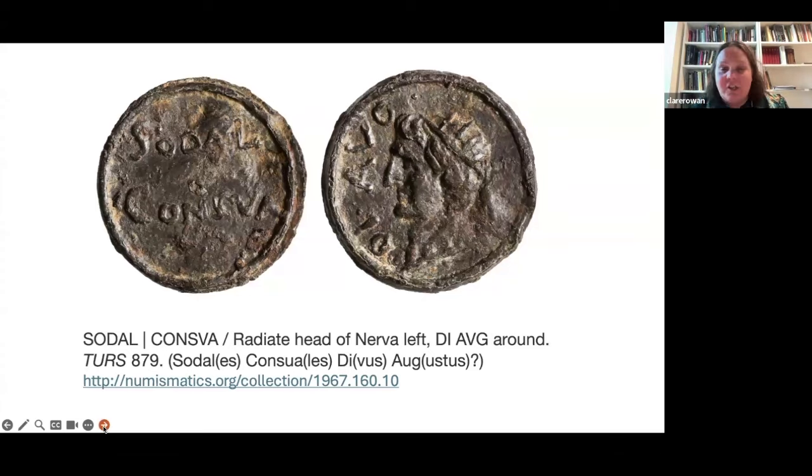In the A&S collection, there's a really great token, again issued by an association, a sodales, they call themselves, that carries on the other side a radiant head of Nerva. So this is the deified Nerva. Probably this is a token issued by a group dedicated to the worship of Nerva, or perhaps celebrating the anniversary of his death or some festival connected with him.